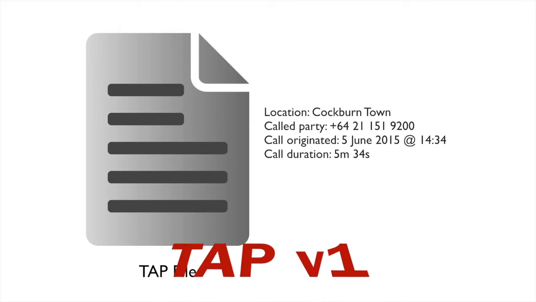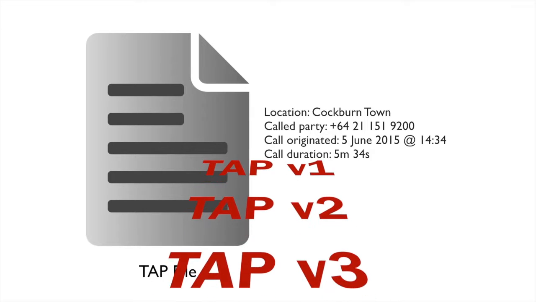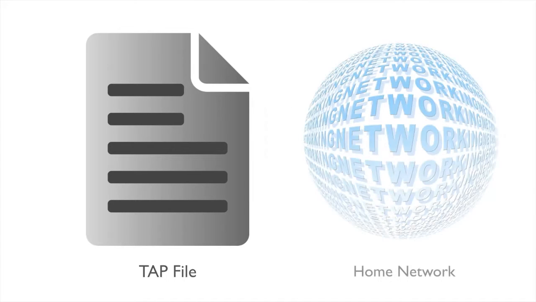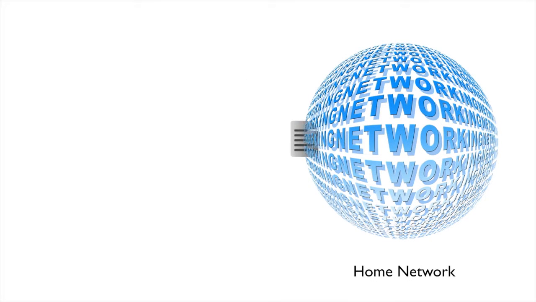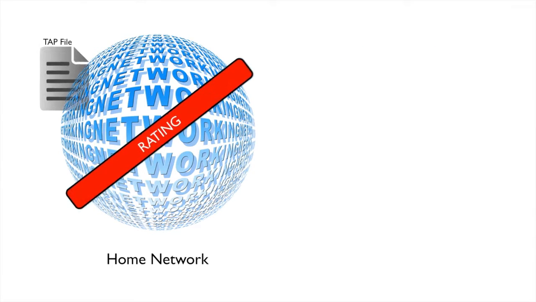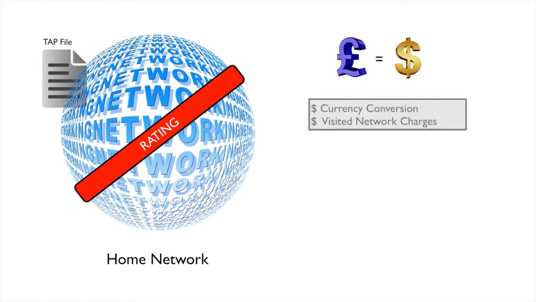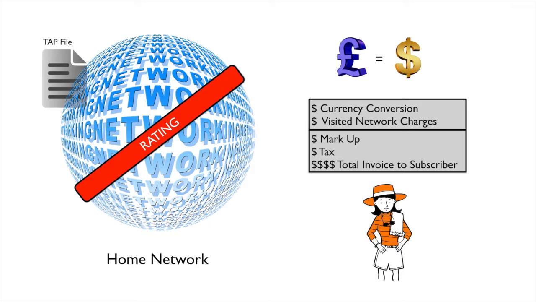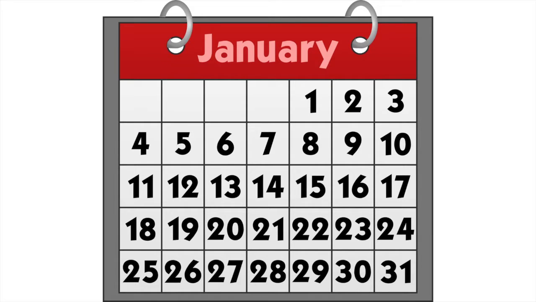There have been different versions of TAP as it has evolved. The latest version is TAP 3. The TAP file is sent to the home network. The TAP files are rated as per the tariffs charged by the visited network's operator. The home network operator will perform currency conversion to the home network's local currency. The home network operator may also add a markup and a tax before billing its roaming subscribers. Two roaming partners settle their financials on a monthly basis.